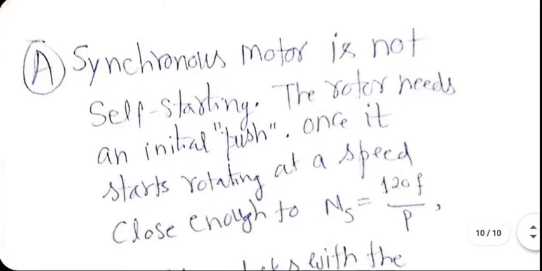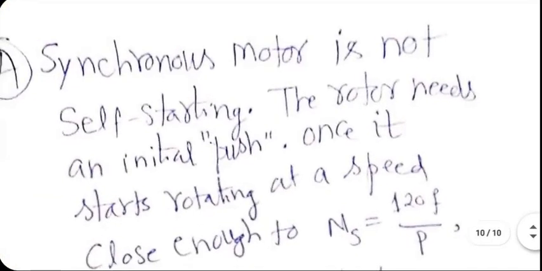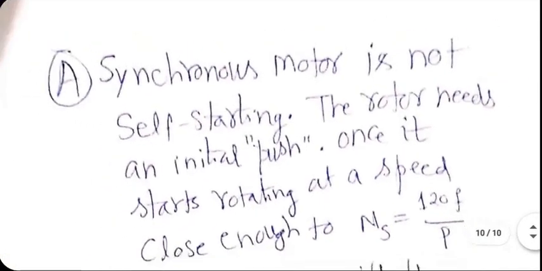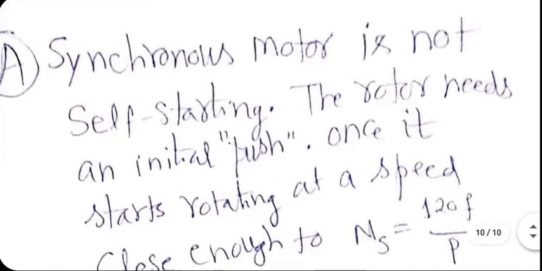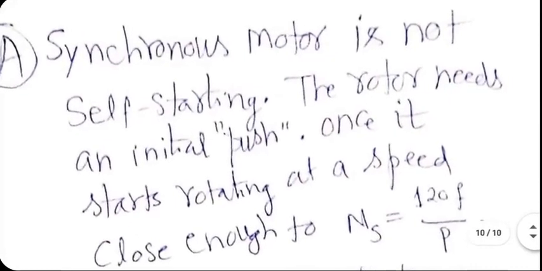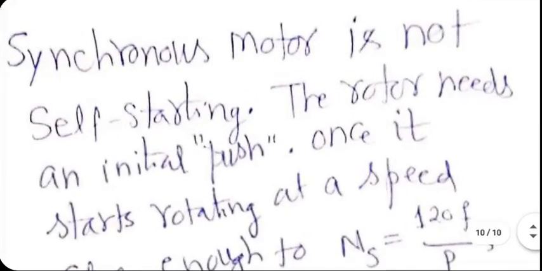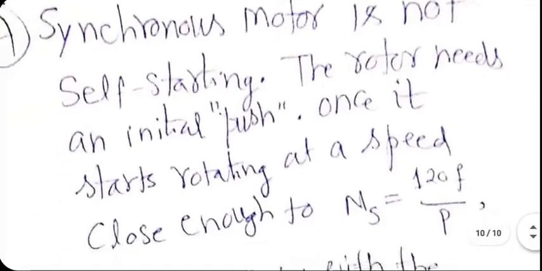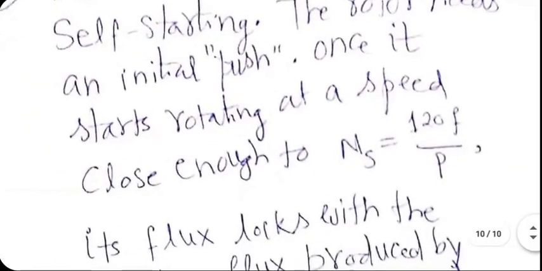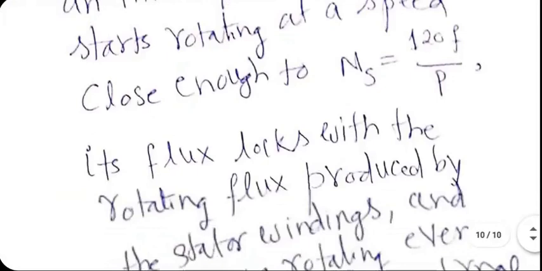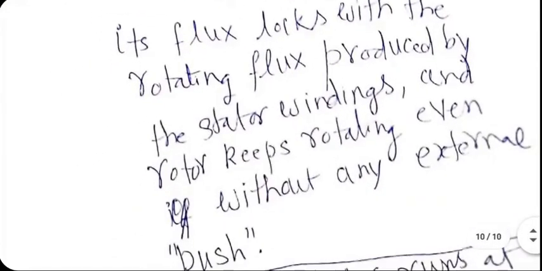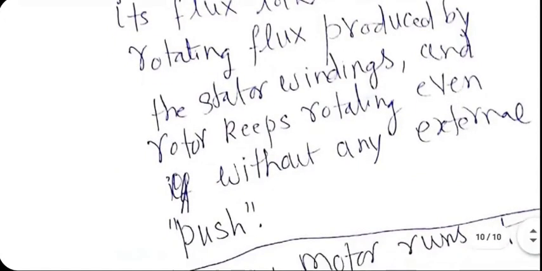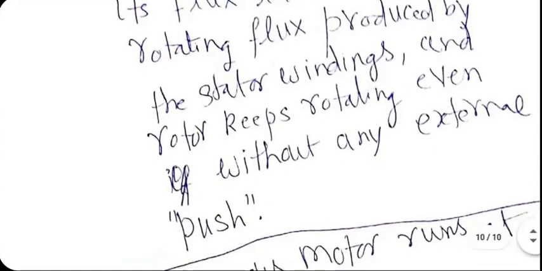Now, there's some more here written, but I think you have already seen this. Synchronous motor is not self-starting. We know that. The rotor needs an initial push. Once it starts rotating at a speed close enough to ns, which is equal to 120 F by P, its flux locks with the rotating flux produced by the stator windings, and rotor keeps rotating even without the external push.